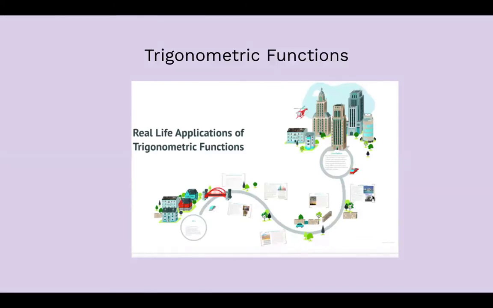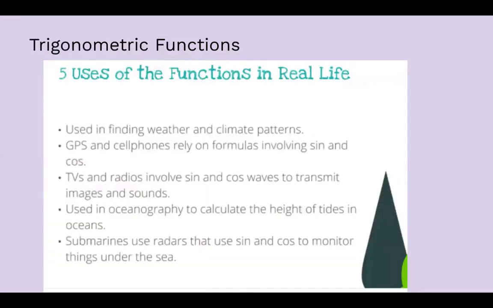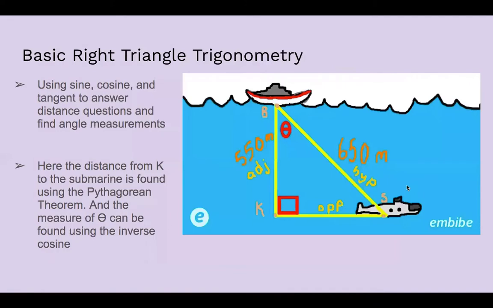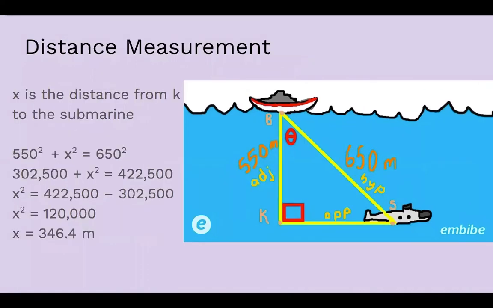Trig functions have many real-world applications, like waves for GPS and cell phones, TV and radio waves for transmission, and radar used to monitor things underwater. In this problem, the distance from K to the submarine is found using the Pythagorean theorem, and the measure of theta could be found using the inverse cosine. X is the distance from K to the submarine, and here X equals 346 and a fourth meters.